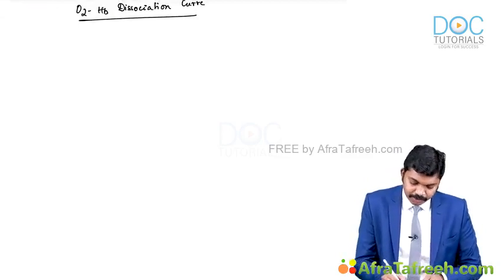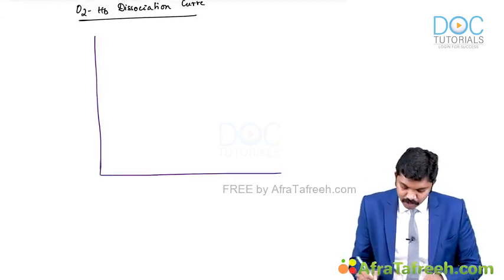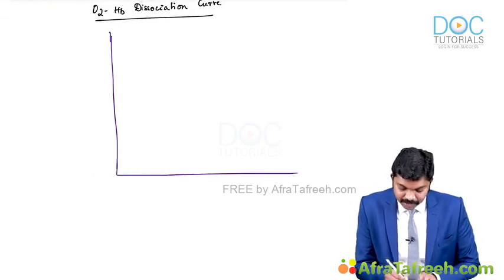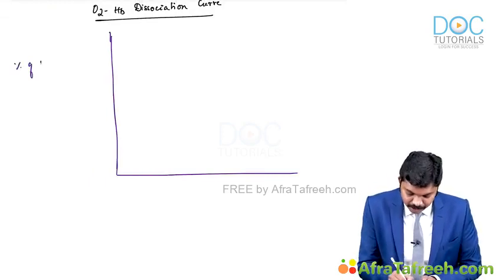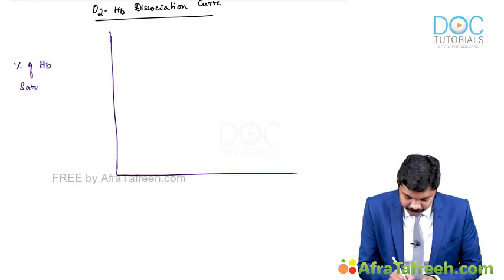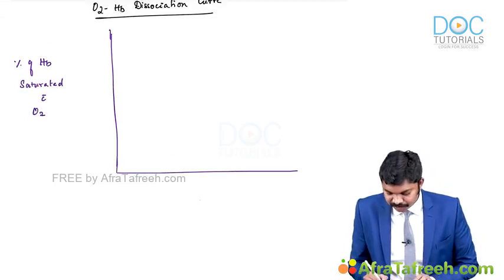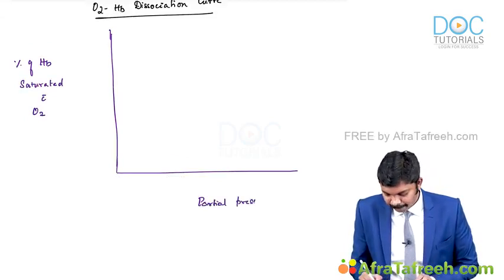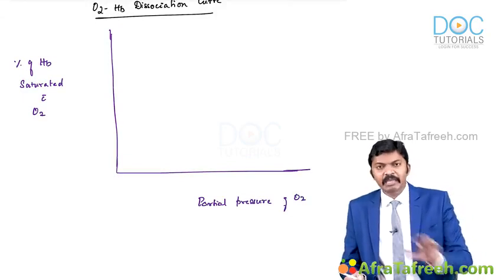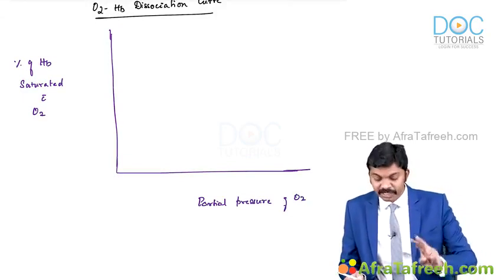So let us take up a graph. Friends, on the y-axis I am taking percentage of hemoglobin being saturated with oxygen. On x-axis I am taking partial pressure of oxygen. So by any means you can't afford to make two mistakes in this diagram.